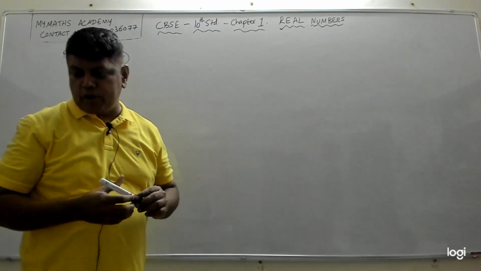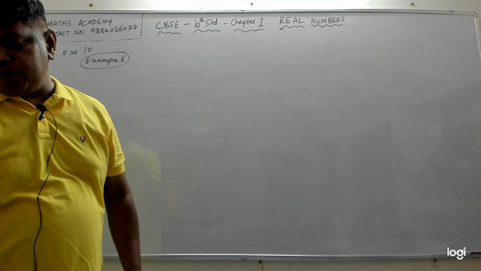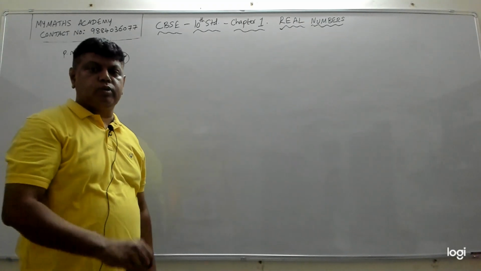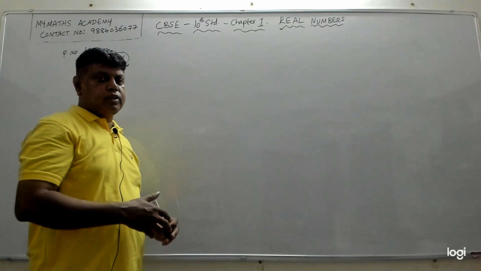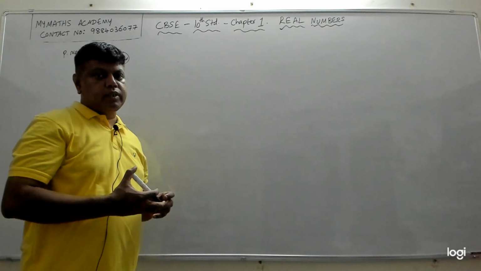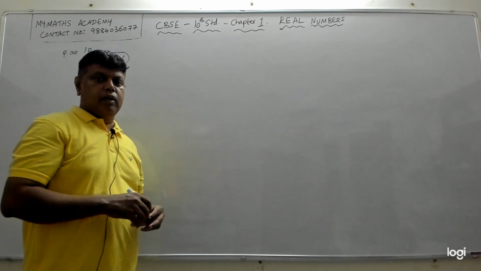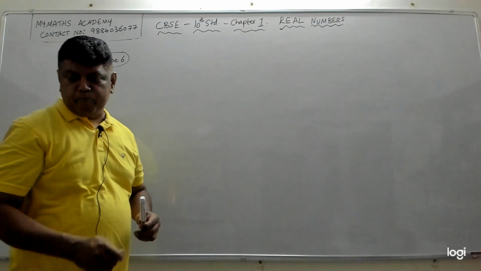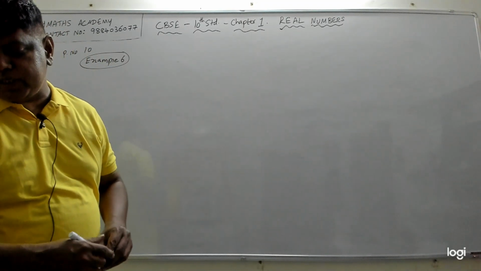Find the LCM and HCF of 6 and 20 by the prime factorization method. So, we need to find the LCM and HCF. We know HCF is the highest common factor, and LCM is the least common multiple. So we need to find the LCM and HCF of the two numbers 6 and 20.